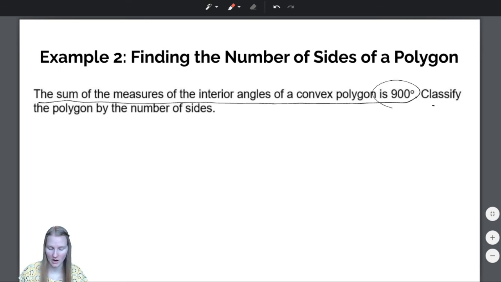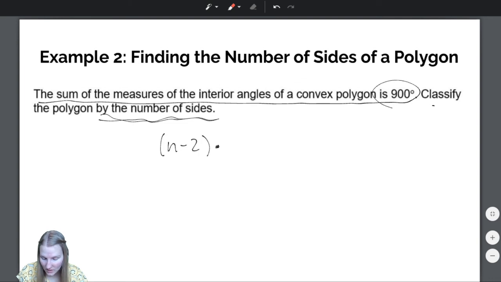Classify the polygon by the number of sides. So now what they're saying is, I know n minus 2 times 180 equals 900 degrees. How many sides are there? So it's asking, classify the polygon by the number of sides. Tell us how many sides this shape has.